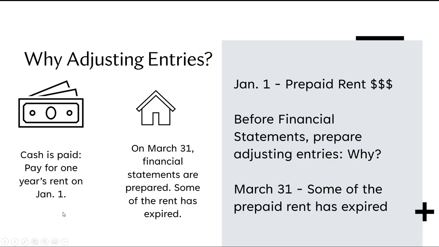All right, so some little bit more specific examples, and then we're going to really get into the details. So, for example, cash is paid for 1 year for rent on January 1st. And we're preparing financial statements at the end of the first quarter, which is March 31st. So what has happened, some of the rent has expired, right? So we have this prepaid rent, which remember is a current asset on your balance sheet, but some of the prepaid rent has expired. So we need to prepare an adjusting entry, okay?